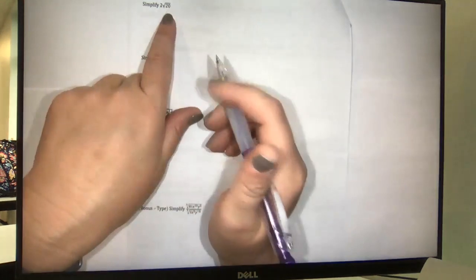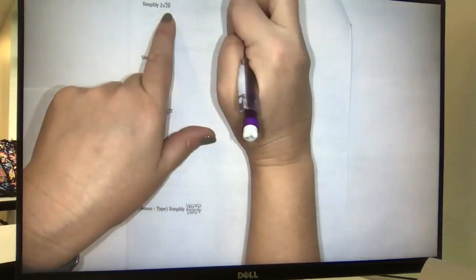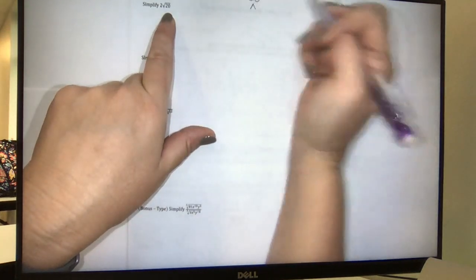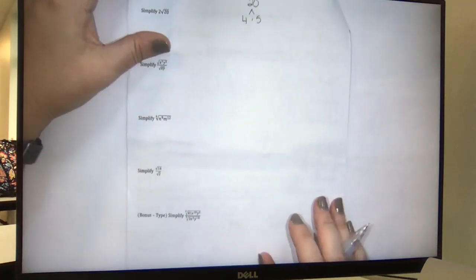Well, first of all, let's go ahead and take the square root of 20. If you put that in your calculator, you're going to get a decimal. So it's not perfect. That means it's factor tree time. You can do 4 and 5. You can do 10 and 2, right? Whatever you want to do.